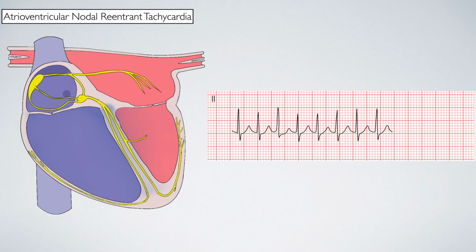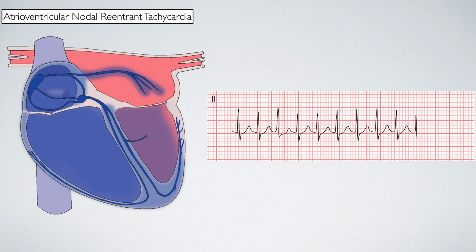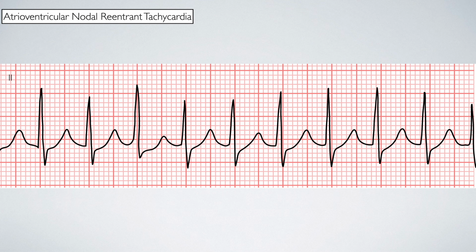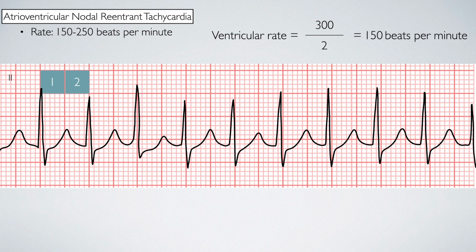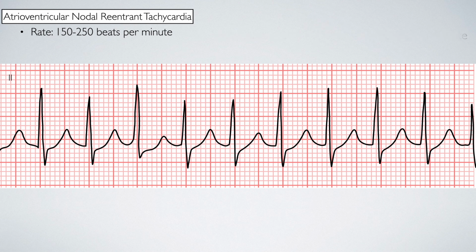Let's take a look at the ECG criteria. AVNRT is a narrow complex tachycardia with a ventricular rate around 150 to 250 beats per minute. In our trace here, the rate is 150 beats per minute. The rhythm is regular, meaning that the R waves are equally spaced.